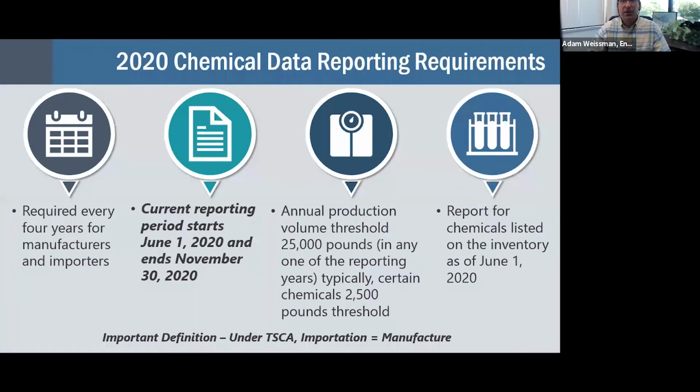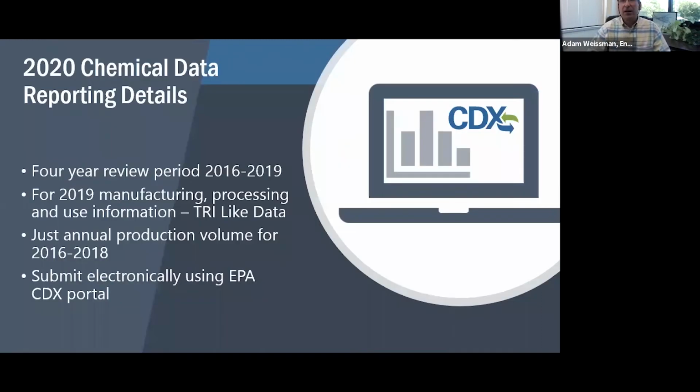So, as I've previously stated, this is a 4-year report, and this is for folks who are manufacturing chemicals. We're going to talk more about that, or importing. The reporting period has started. It's on the EPA website. You have till the end of November, so you have plenty of time. The 25,000, 2,500 threshold, and for those chemicals which are on the inventory. So some of the things I've already mentioned. And it's, again, TRI-like data, annual production volume, and using the EPA CDX portal.